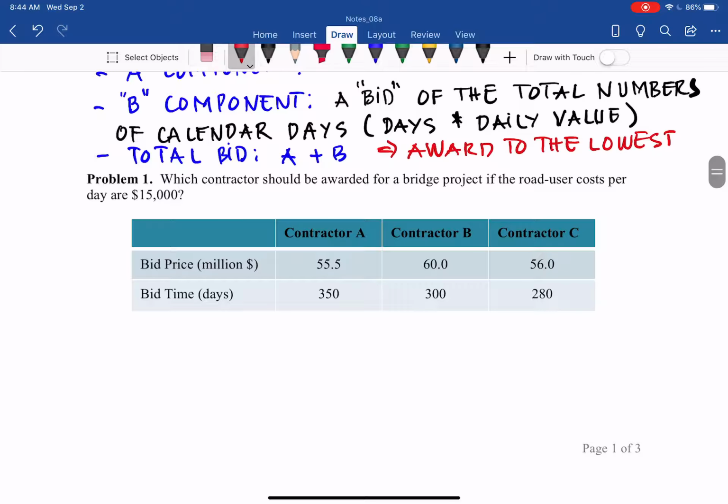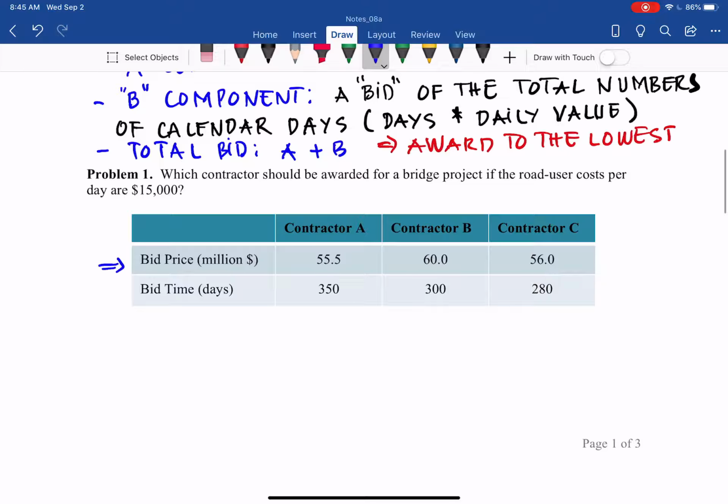Which contractor should be awarded for a bridge project if the road user cost per day is 15,000? So the bid price for each contractor A, B, C is in $1 million. That is the standard bid, so that one is the A component.